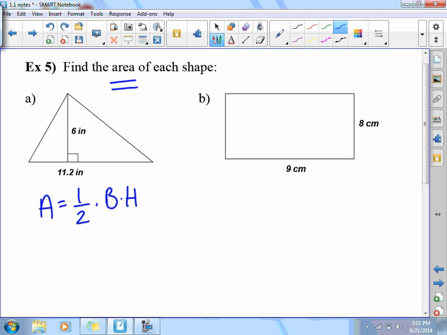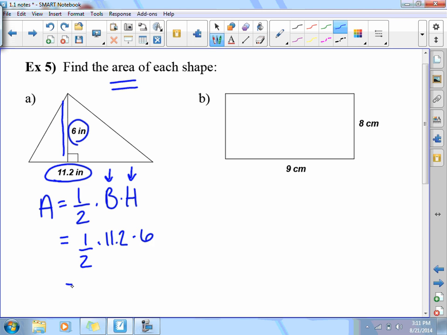The base of the triangle is the bottom, so that's going to be the 11.2. The height is how tall it is, so that's going to be the 6. So I'm basically taking 1/2 times 11.2 times the 6. And remember those little dots there, that means times. Now you can change the 1/2 to a 0.5 if you'd like, but your calculator can also do fractions.